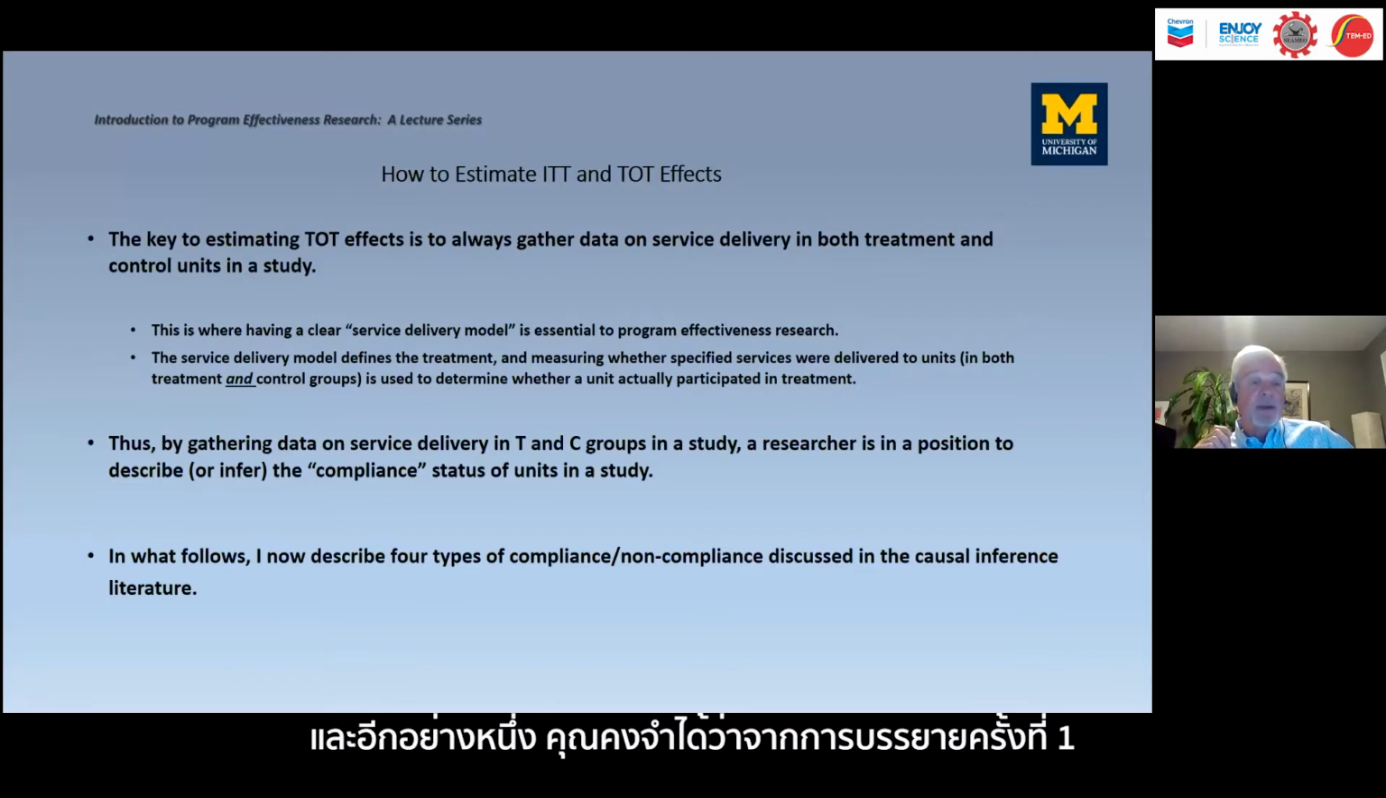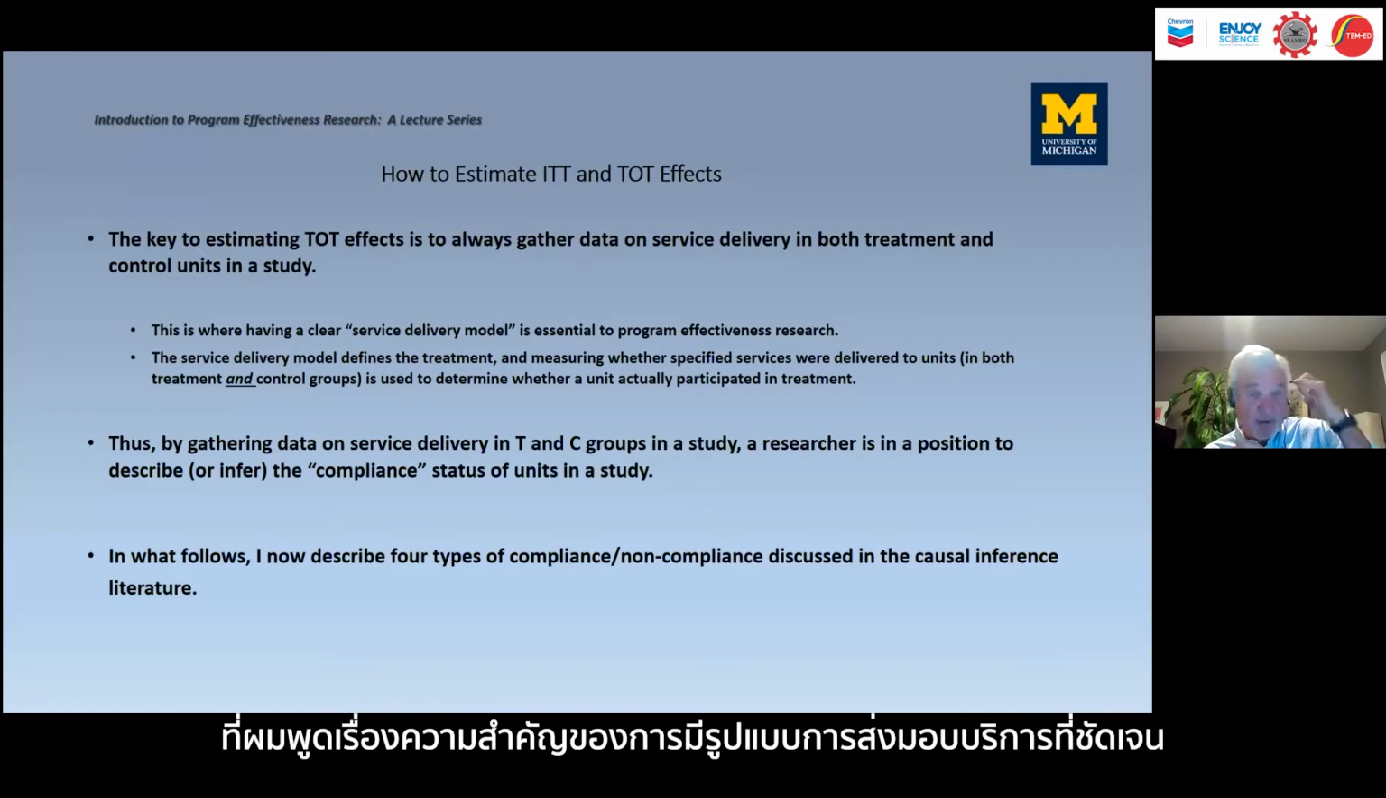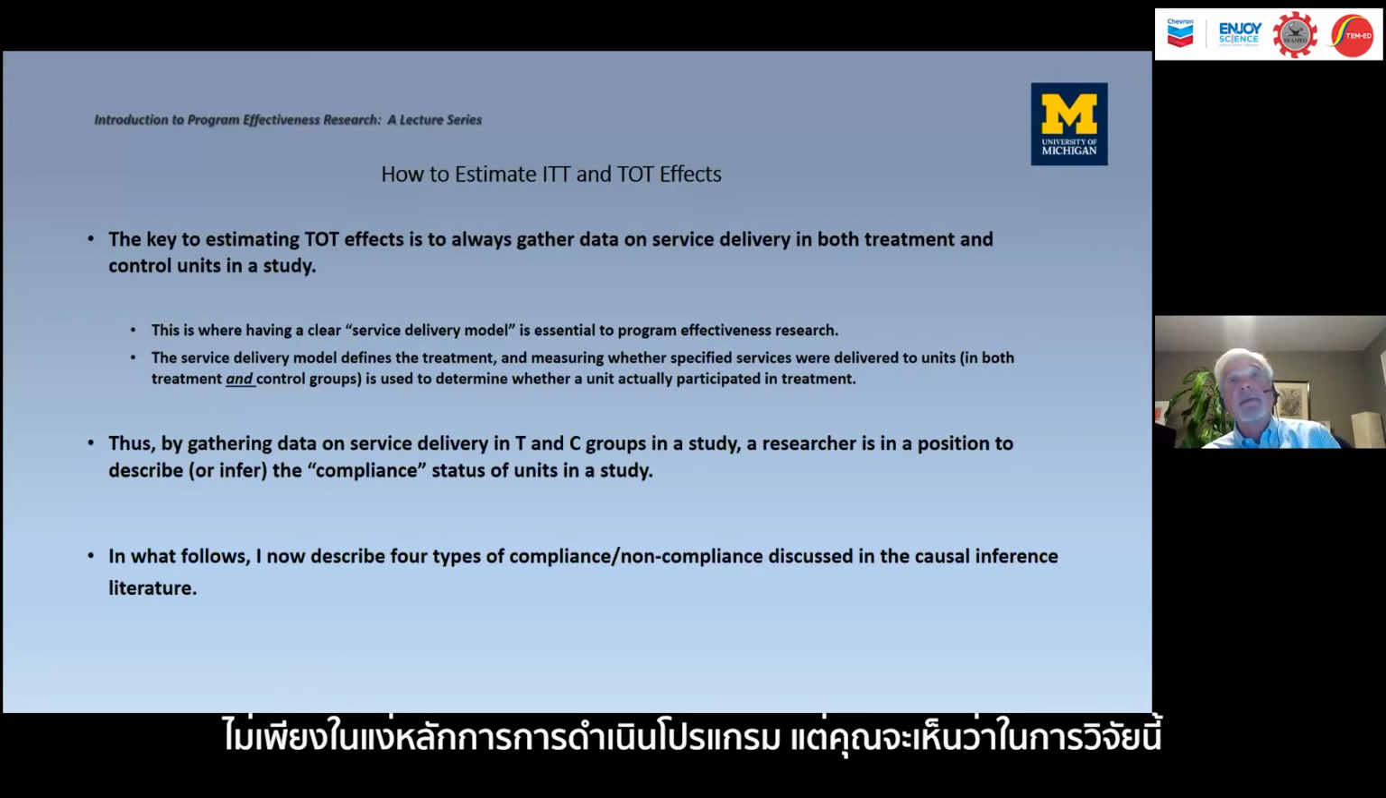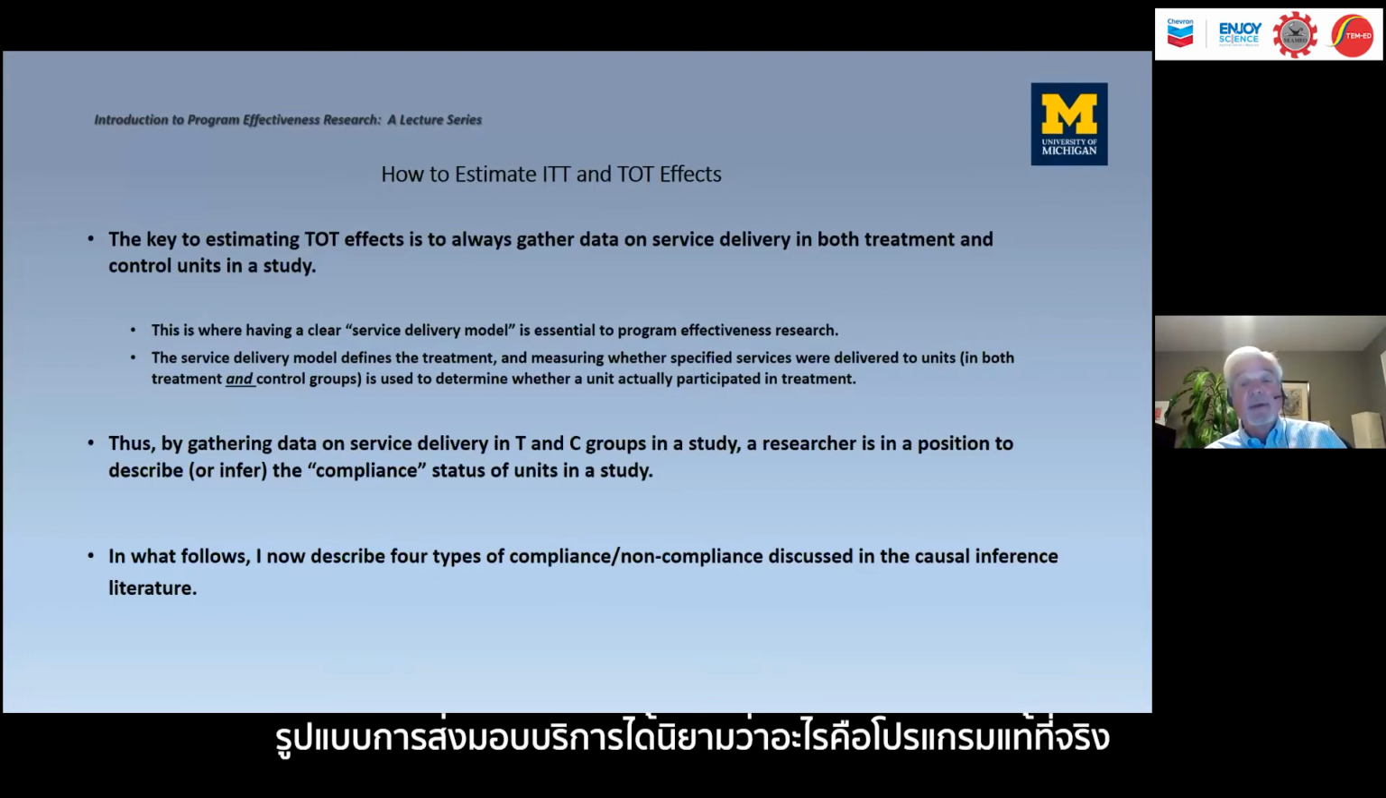And by the way, you'll recall from lecture 1 that I discussed the importance of having a clear service delivery model, not only as a matter of principle of operation for an intervention program, but you can see that in research now, the service delivery model defines what the treatment actually is.